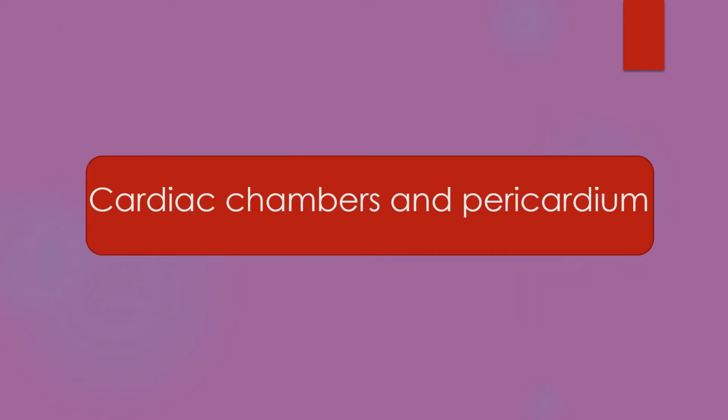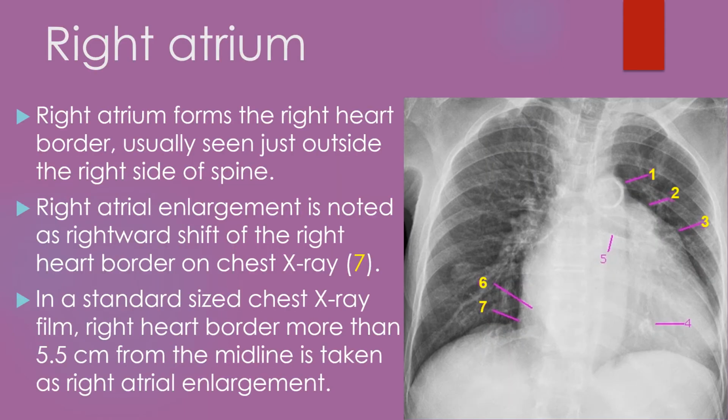Now we'll have a look at cardiac chambers and pericardium on the chest X-ray. Right atrium forms the right heart border, usually seen just outside the right side of spine. Right atrial enlargement is noted as rightward shift of the right heart border as seen in this chest X-ray. In a standard size chest X-ray film, right heart border more than 5.5 cm from the midline is taken as right atrial enlargement.